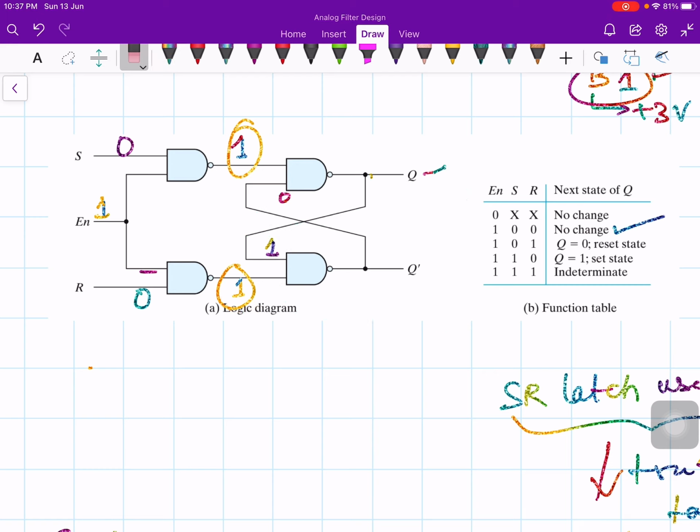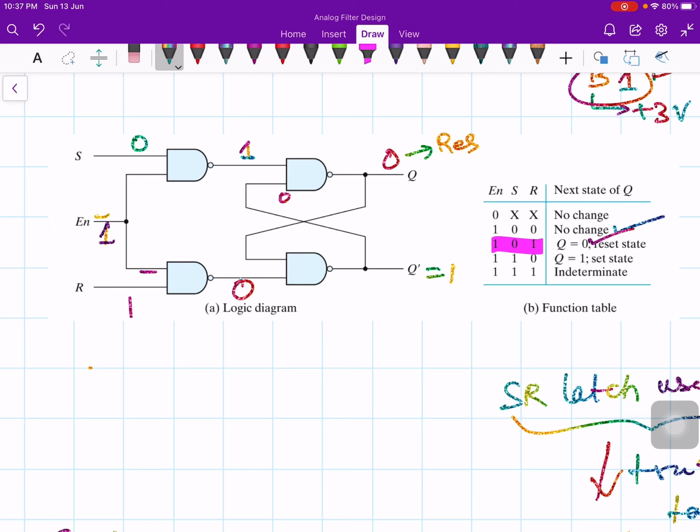So like that you can verify the next row. Now let us go to the third row. Now enable input is 1, S is 0, so this is 1, right, and R is 1, so this point is 0. Now if any one input is 0, what is the output? The output is 1. If Q is 0, then Q bar is 1. So this is what is happening here. Therefore Q is 0. If Q is 0, that is called a reset state.